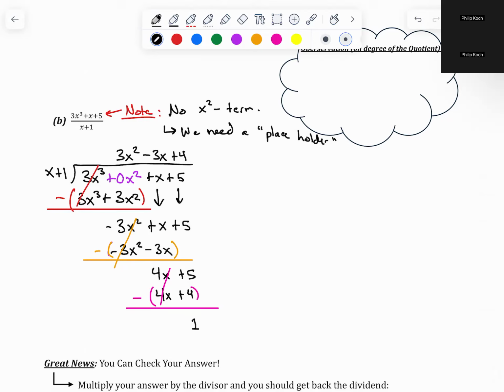And then we have nothing left. X doesn't go into 1 at all. You can't divide x into 1 without it becoming a fraction. And so at the end of the day, we have that 3x cubed plus x plus 5 divided by x plus 1 is equal to 3x squared minus 3x plus 4 plus a remainder of 1 divided by our divisor, which was x plus 1.